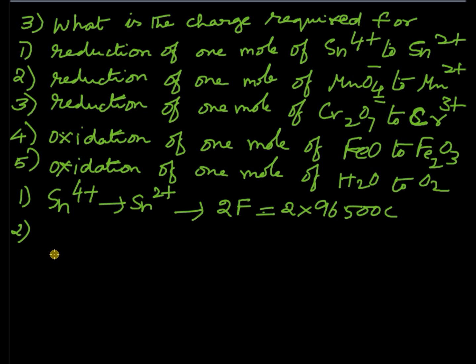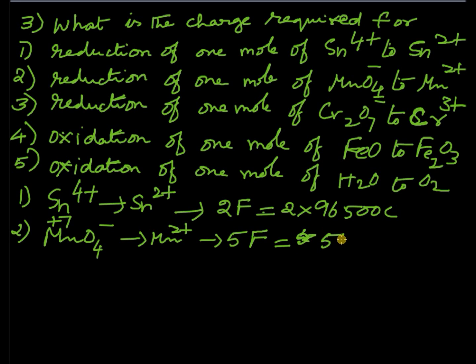In the second one, 1 mole of MnO4- is to be reduced to Mn2+. Look at it and find out which element undergoes reduction. It is Mn. But Mn is present as MnO4-. So, you have to calculate the oxidation state of Mn in MnO4-. I will write the oxidation state straight away, because calculation of oxidation number I don't have to teach you now, all of you must be knowing. So, we have to consider it as only a reduction of Mn from plus 7 state to plus 2 state. So, this requires 5 Faraday of charge, or 5 into 96,500 coulombs.